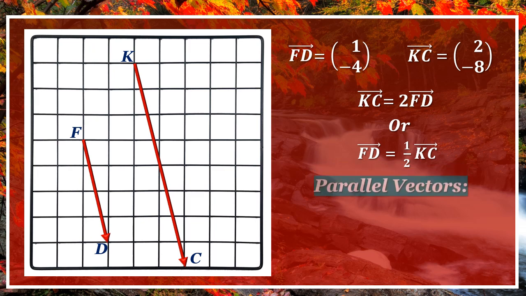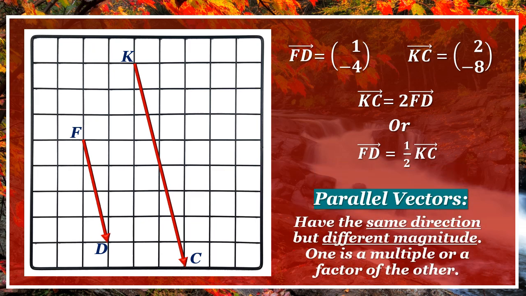This is what we call parallel vectors. Parallel vectors have the same direction but different magnitudes. Or you could express it as one vector is a multiple or a factor of the other vector.